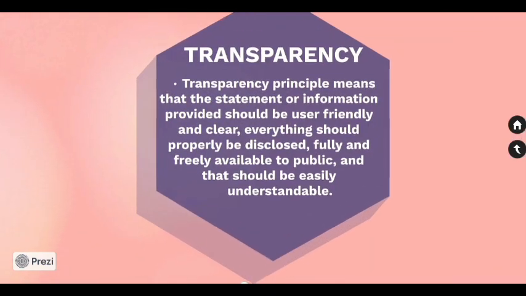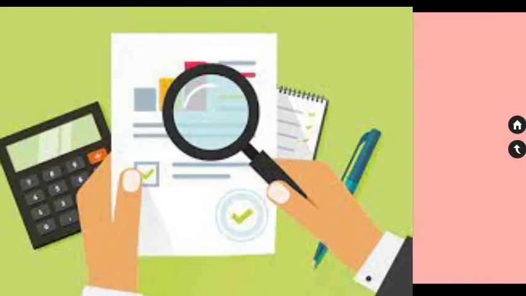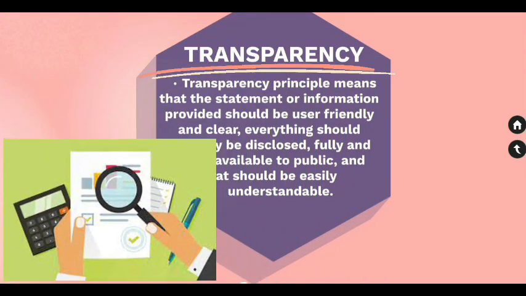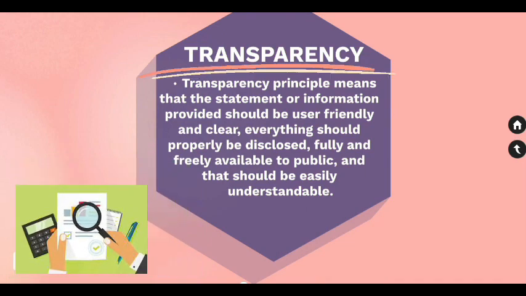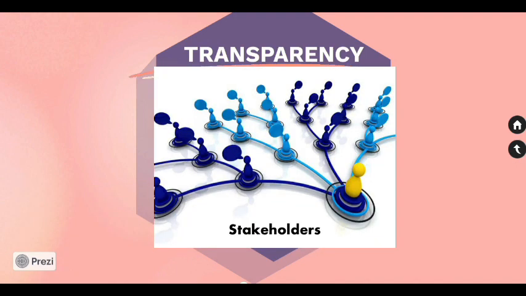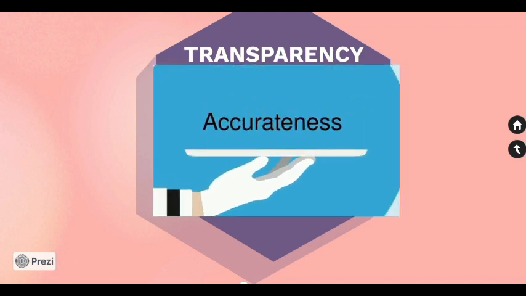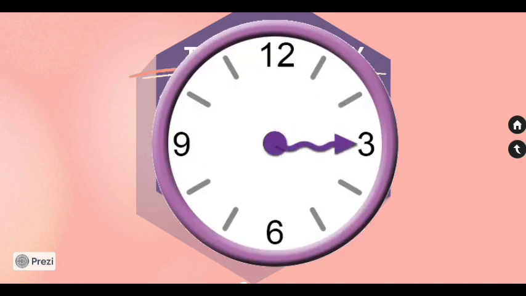Second, we have transparency. The transparency principle means that the statement or information provided should be user-friendly and clear. Everything should be properly disclosed, fully and freely available to the public, and easily understandable. An organization must be open about their work, providing information about activities and plans to all stakeholders, including the appropriation, accurateness, completeness, and timeliness of financial reports.